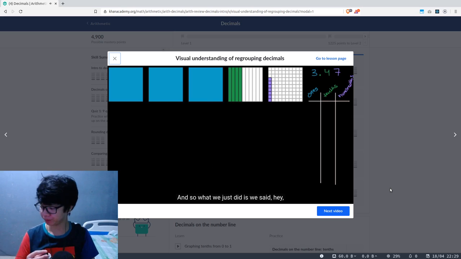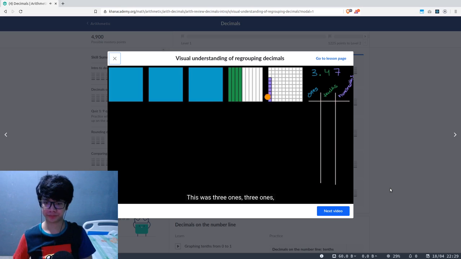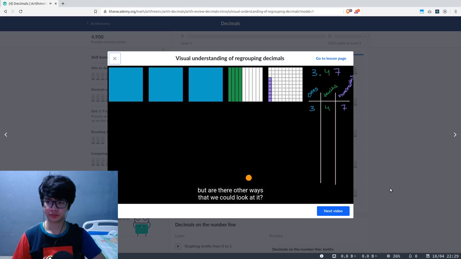And so what we just did is we said, hey, this was pretty straightforward. This was 3 ones, 4 tenths, and 7 hundredths. But are there other ways that we could look at it? For example, is there a way of reimagining this? So instead of 3 ones, we have 2 ones, and we still have 7 hundredths. So how many tenths would we have in order for it to be the same value? Pause this video and think about that.